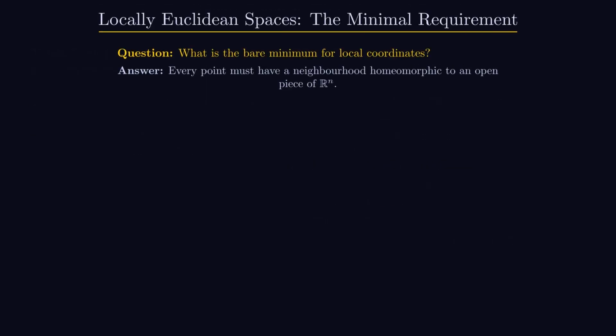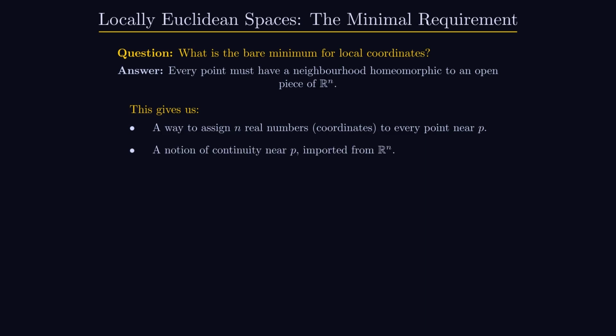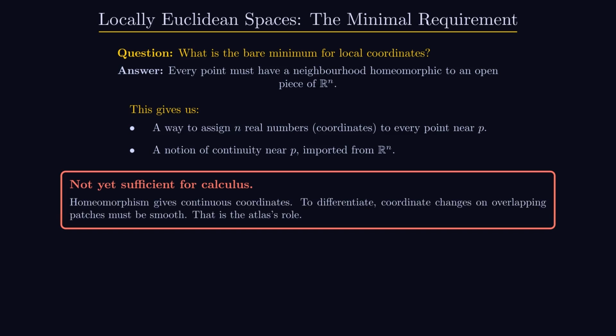What is the bare minimum requirement for local coordinates? Every point must have a neighborhood homeomorphic to an open piece of Rn. This gives us a way to assign n real numbers, that is, coordinates, to every point near P. It also imports a notion of continuity near P directly from Rn. But this is not yet sufficient for calculus. A homeomorphism only gives us continuous coordinates. To differentiate, the coordinate changes on overlapping patches must be smooth, and that is exactly the role of the atlas.